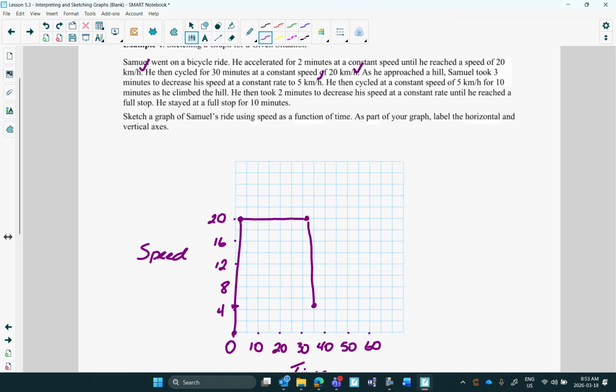The next one's pretty straightforward. We're at the 35-minute mark. He stayed at that speed for 10 minutes. So we just have to go from 35 to 45 and draw a horizontal segment. So we're at the 45-minute mark. He took 2 minutes to slow right down to 0. So we went from 45 to 47 all the way down to 0.